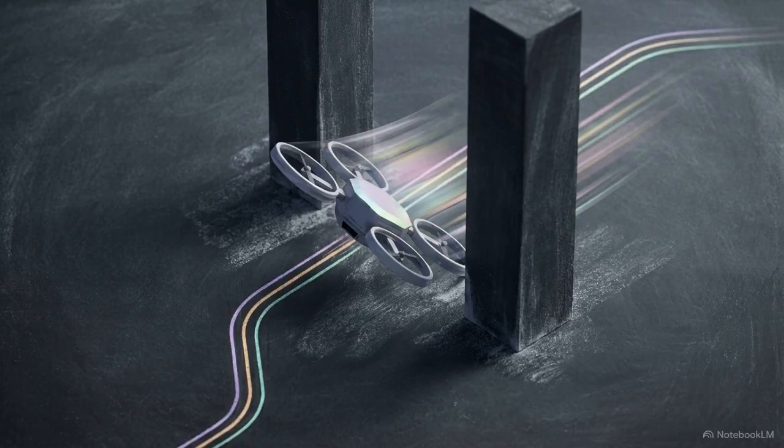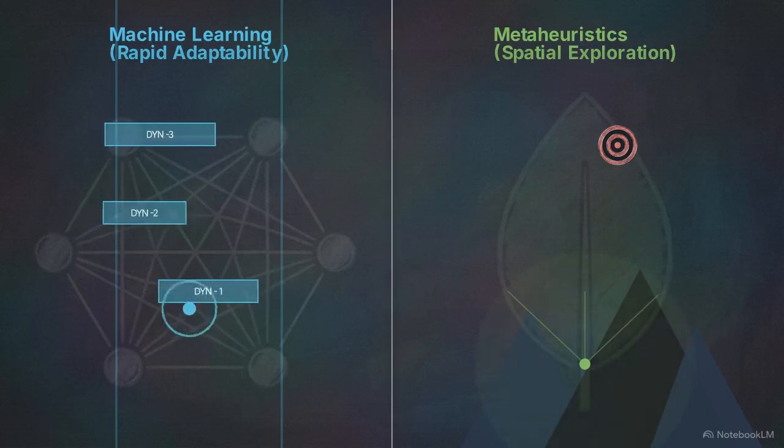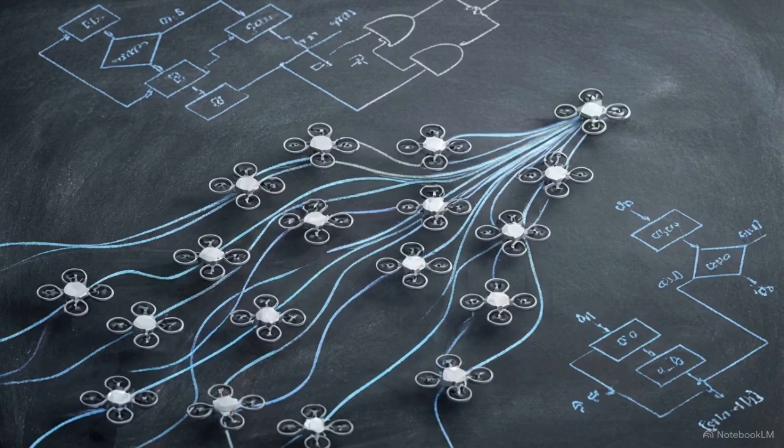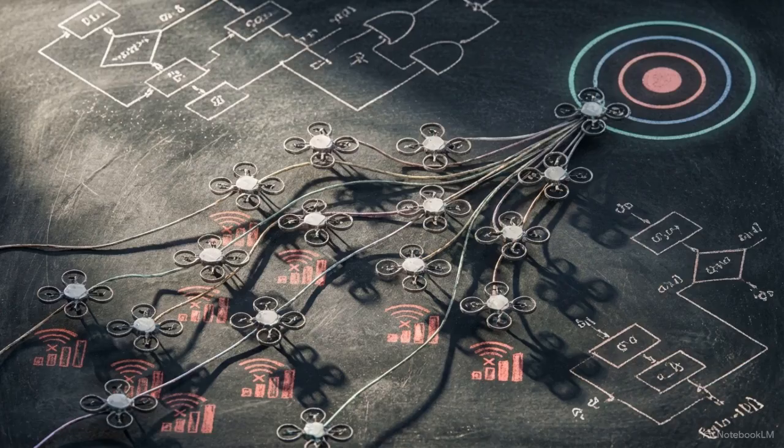Hybrid architectures achieve fast convergence, dynamic obstacle avoidance, and real-time execution. They let machine learning handle rapid adaptability, while metaheuristics handle the heavy lifting of spatial exploration. Hybrid algorithms currently dominate performance metrics in simulations, but deploying them into physical airspace exposes a major structural flaw in how the drones actually talk to each other.